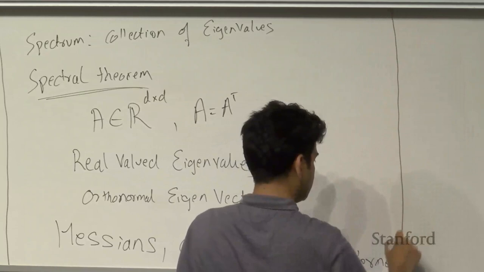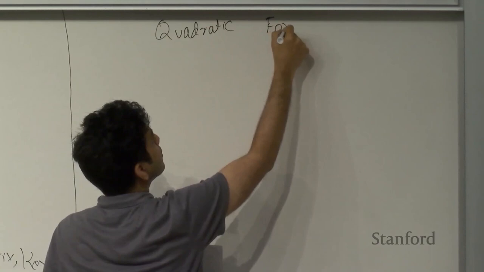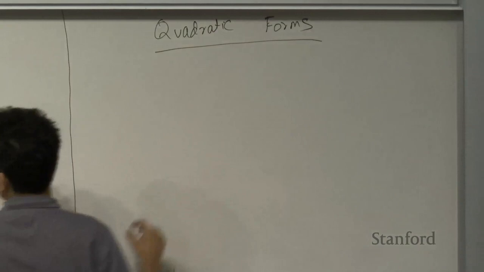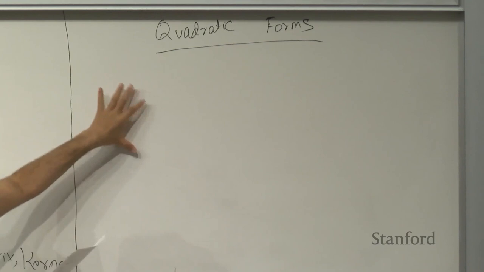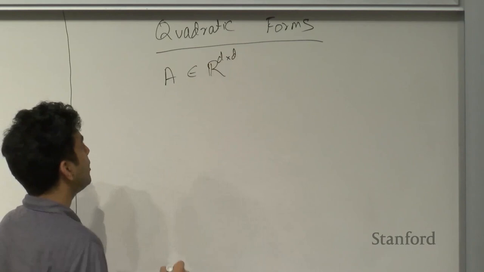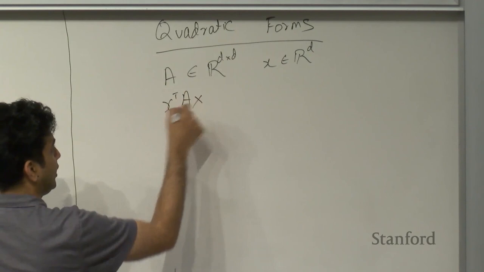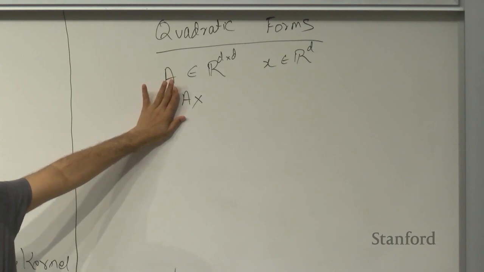With this, next we're going to start something called the quadratic form, and this is closely connected to definiteness, positive semi-definite, negative semi-definite, and that's going to pop out of this. So, what's a quadratic form? Given a matrix A, assume it is square, and you have some vector x in R d. The quadratic form is written as x transpose A x. So far we've seen A x, but x transpose A x is also called the quadratic form.